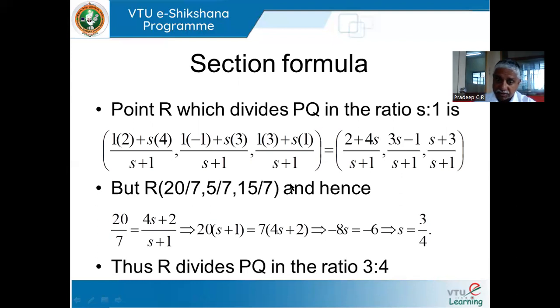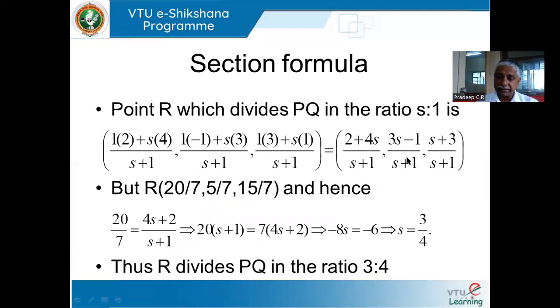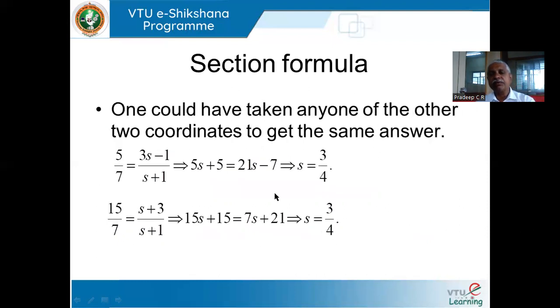In fact, you can ask me, sir, I could have taken 5 by 7 equal to 3S minus 1 by S plus 1. That will also give you the same answer. You could have taken any other coordinate too: the Y coordinate of this equal to 5 by 7, or the Z coordinate of this equal to 15 by 7. In either of the cases, you will get S equal to 3 by 4. So it doesn't matter which of the coordinates you take. Any one of them, if you do it, is sufficient.